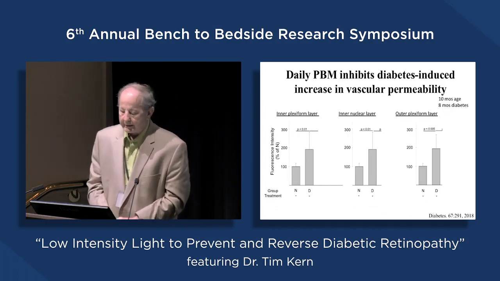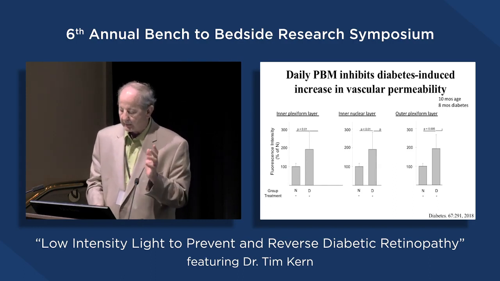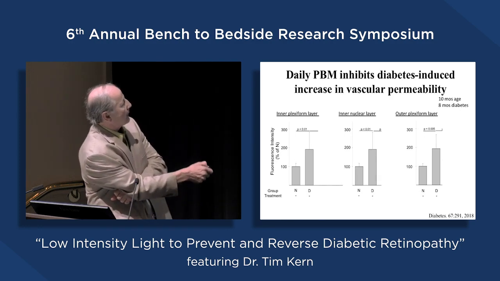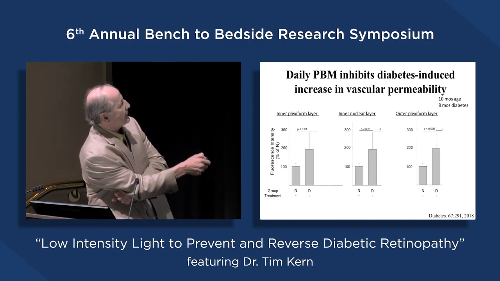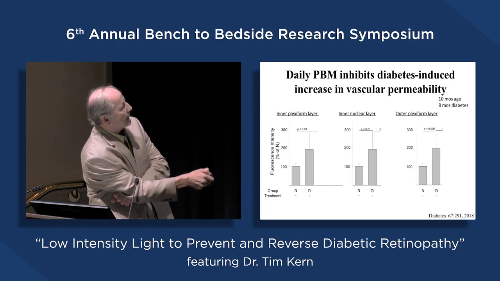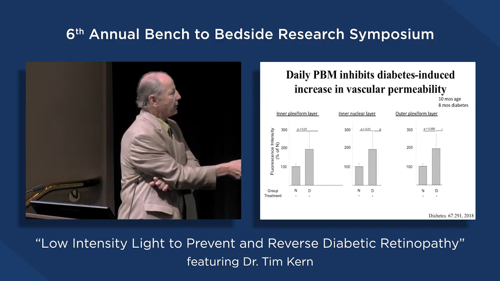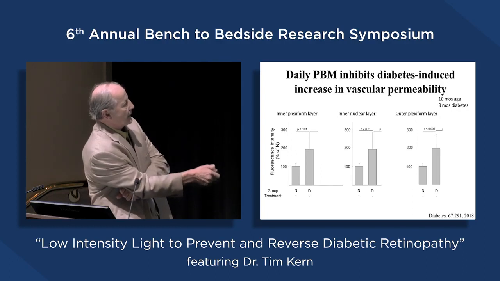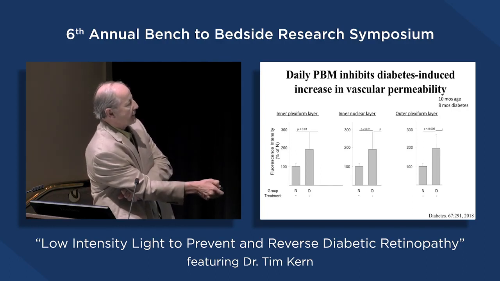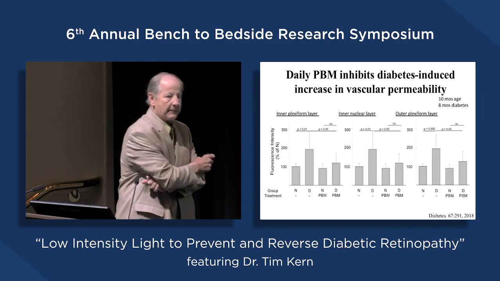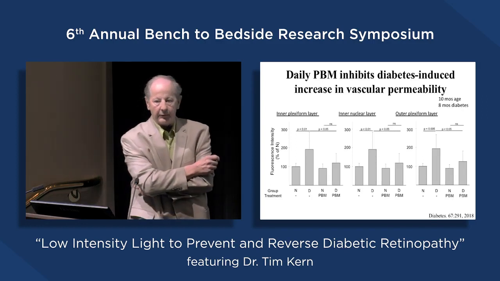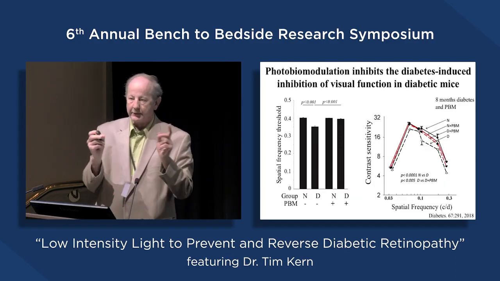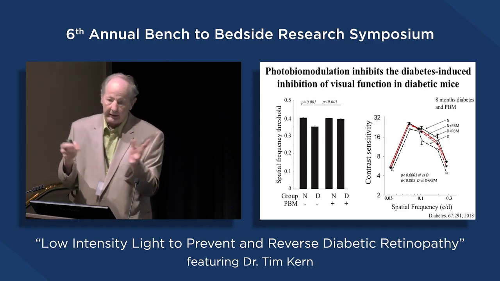With regard to the diabetes-induced increase in vascular permeability, which has been well characterized, the retina has 3 different layers of blood vessels: the inner plexiform layer, inner nuclear layer, and the outer plexiform layer. The data show that untreated diabetes causes an increase in permeability in each of these areas, and the light therapy significantly inhibits it in every one of those areas. Again, that's only 4 minutes a day.